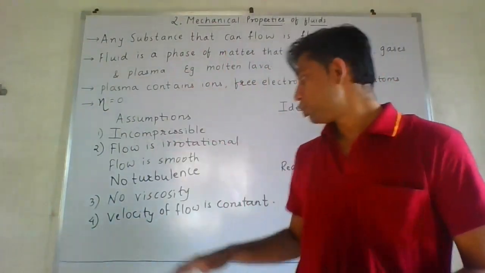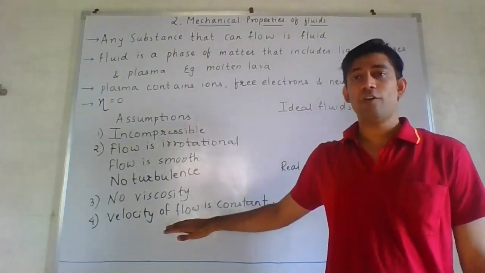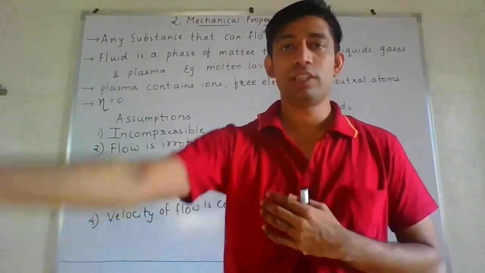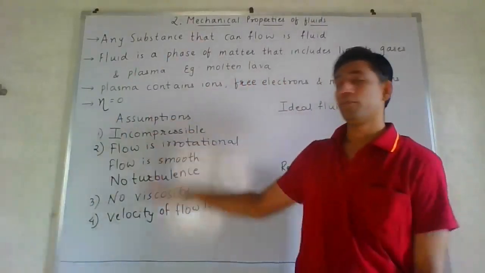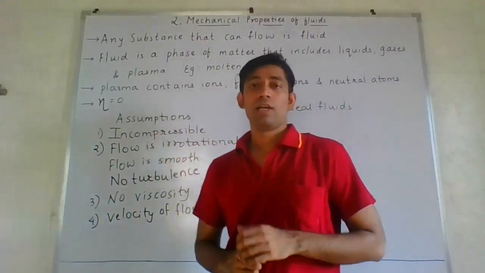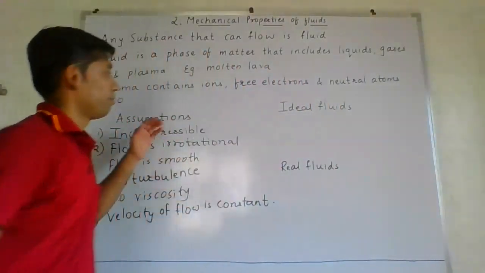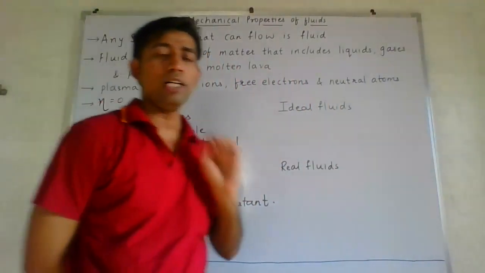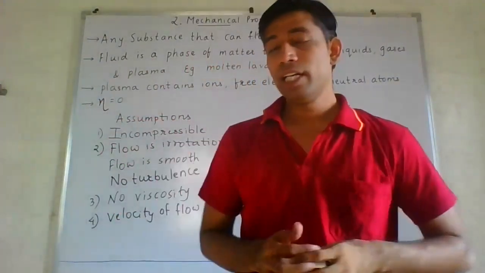We have to assume that velocity of flow will not decrease and it will remain constant throughout. So these are the four assumptions. Then we are going to study two more parts. In short, what are ideal fluids and what are real fluids.